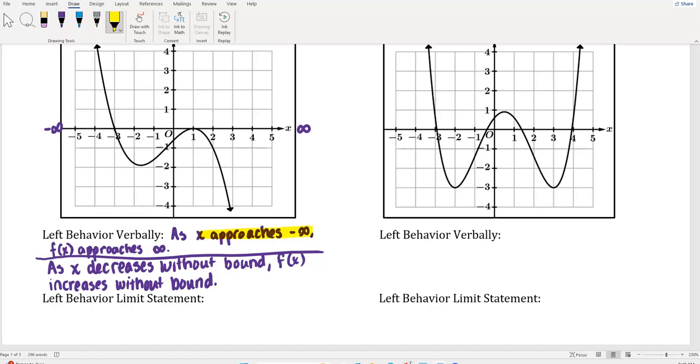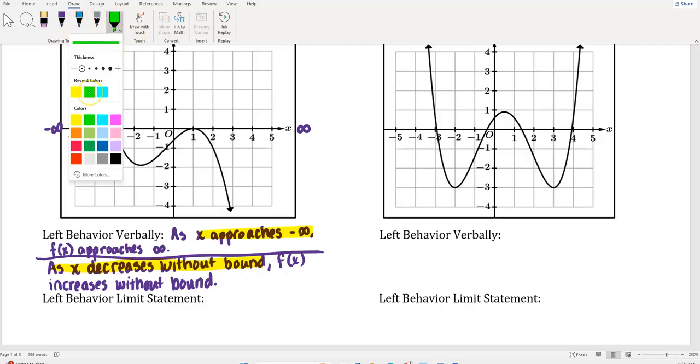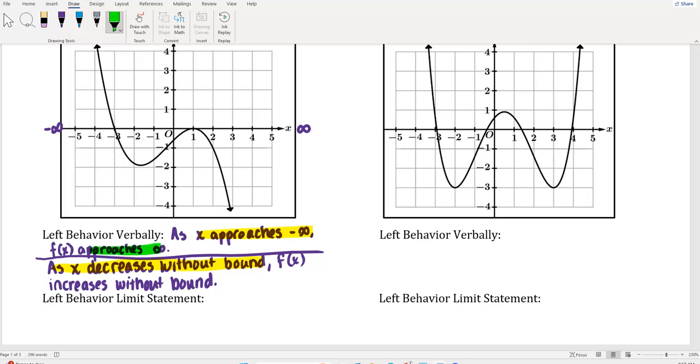As x approaches negative infinity, that's as x decreases without bound. And then whenever I have f of x approaches positive infinity, that's f of x increases without bound. If we had a negative infinity there, it'd be decrease without bound, right? So if you're talking about positive infinity, increase without bound. Negative infinity decreases without bound. So we're going to try to stick to that language just for practice with it here, but it doesn't mean that what you did in Math 3 was incorrect. It's just another way to throw in there for that.